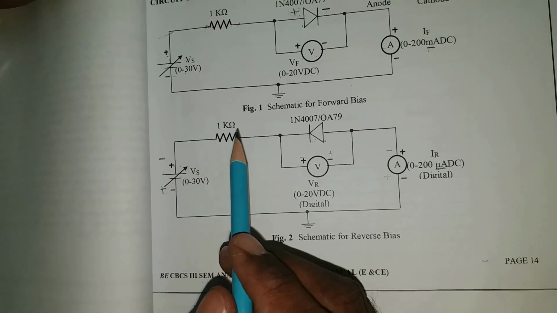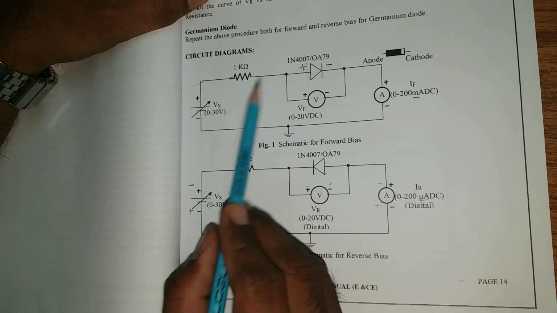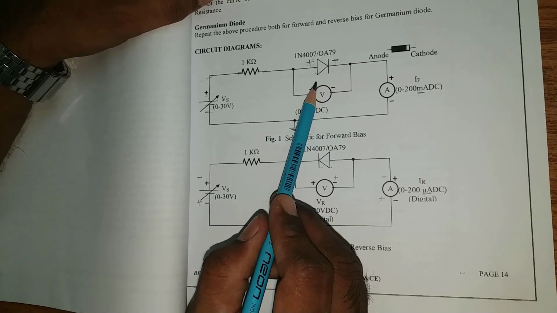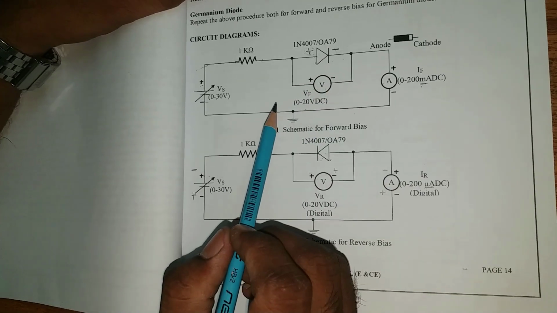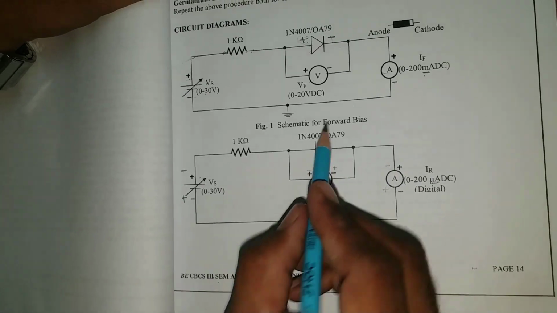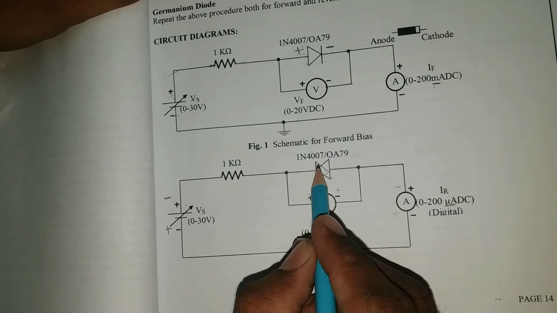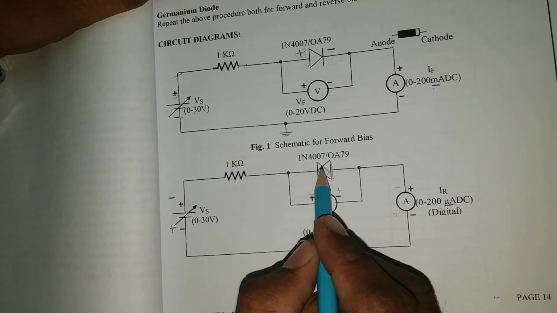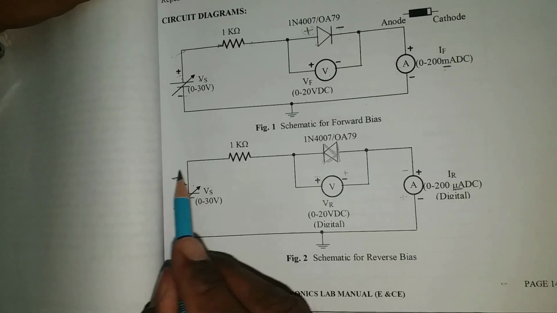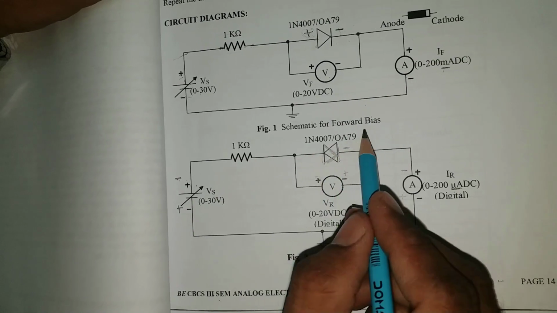Why? Because you are already aware of what forward bias is. If the positive terminal of the battery is connected to the positive of the diode, and the negative terminal of the battery is connected to the negative of the diode, then that type of connection is called forward bias of the diode. Here, the negative terminal is connected to the positive. I am placing this diode as it is here, and only changing the supply polarities. So negative is connected to the positive, and positive is connected to the negative. That is why we call it reverse bias.